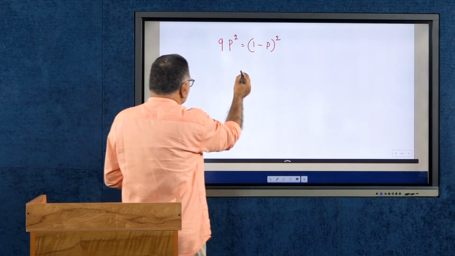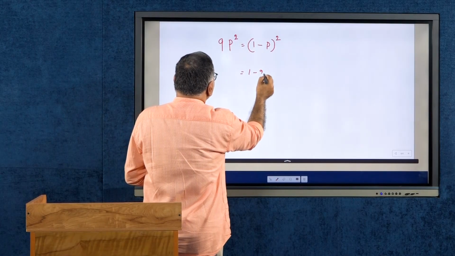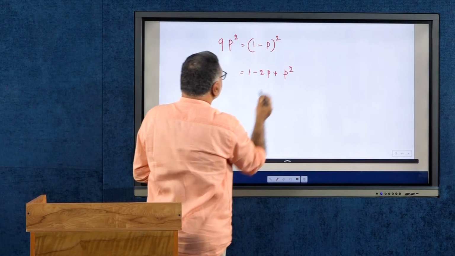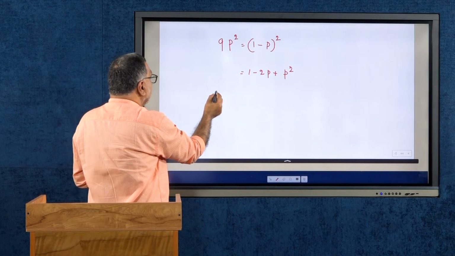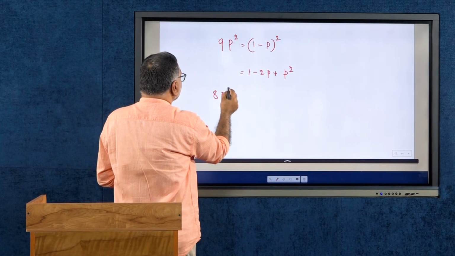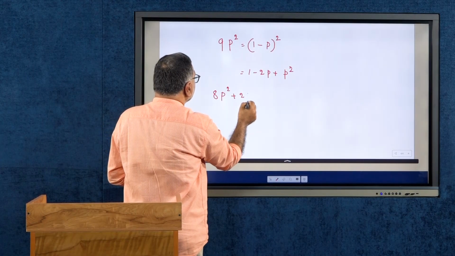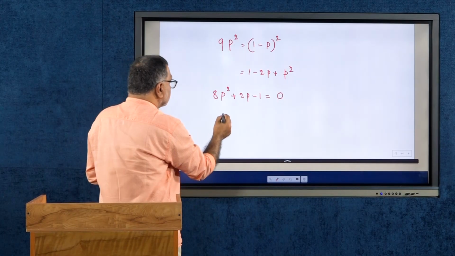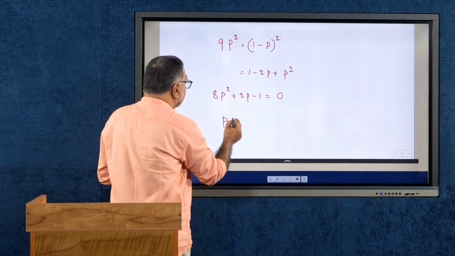That is equal to 1 minus 2p plus p square. So, that is 8p square plus 2p minus 1 is equal to 0. So, you can find the value of p.